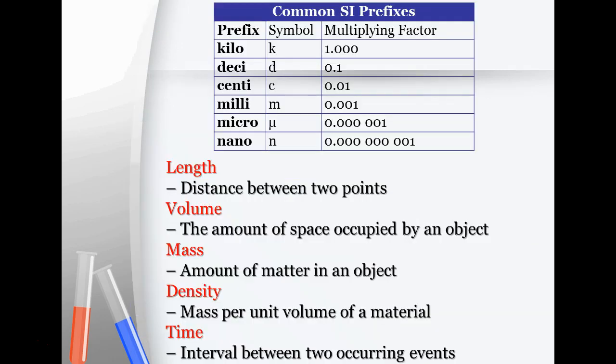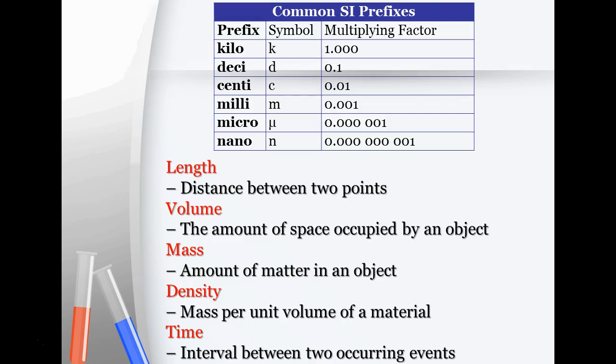The common prefixes chart has been provided for you. Also the definition for length, which is the distance between 2 points, and volume, the amount of space occupied by an object. You will need to take the notes for mass, the amount of matter in an object, density, the mass per unit of volume of material, and time, the interval between 2 occurring events.